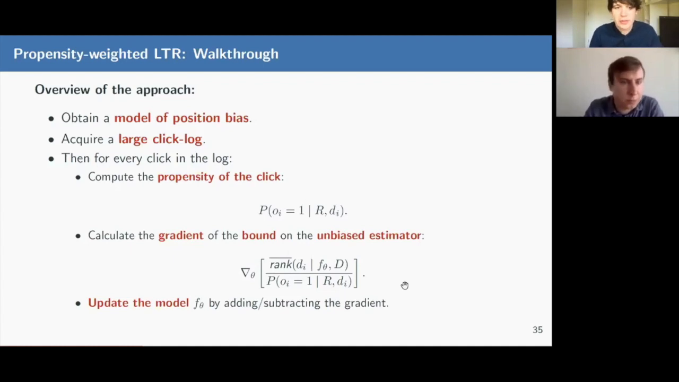Now, of course, we didn't show it here, but you probably also want to check on some validation clicks if you're still learning and not overfitting, because overfitting can still happen. But the main idea is here. This is: have some position bias, have a large number of clicks, compute this propensity, the probability of examination per click, and then optimize a bound on your unbiased estimate, and repeat that over and over.